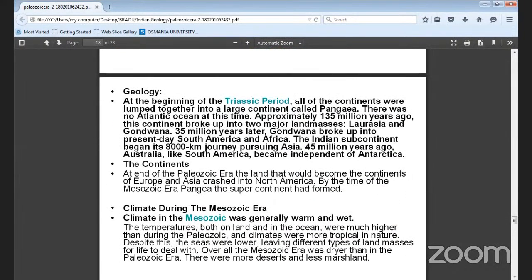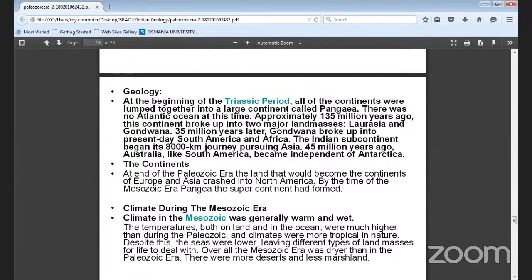And particularly if you go into the geology of this age, at the beginning of the Triassic period, all of the continents were lumped together into a large continent called Pangaea, as we know. There was no Atlantic Ocean at this time. Approximately 135 million years ago, this continent broke up into two major land masses: one is Laurasia, and the second one is Gondwana.